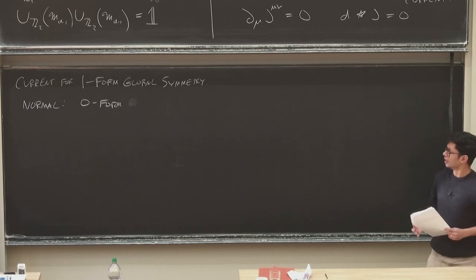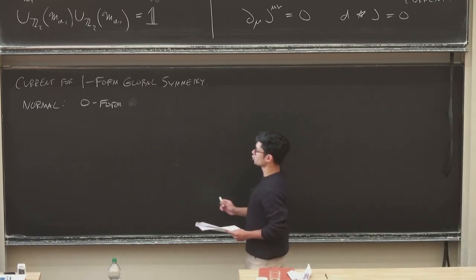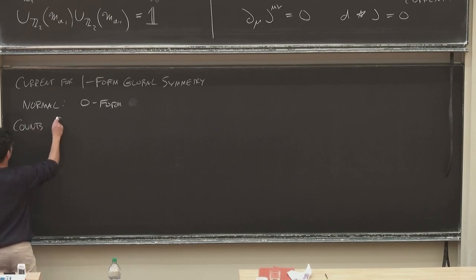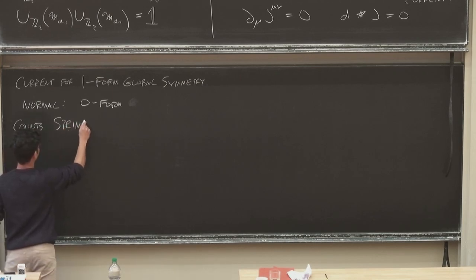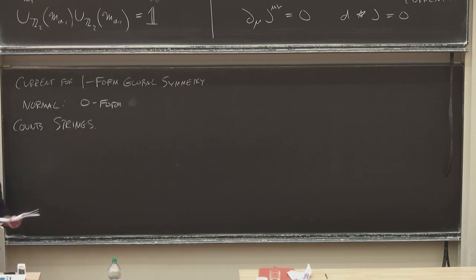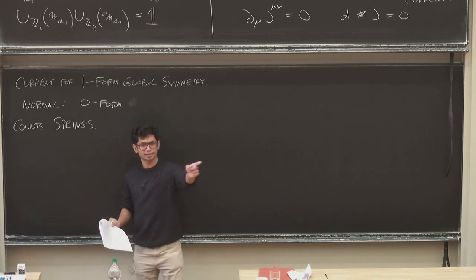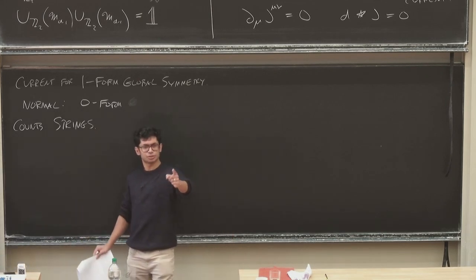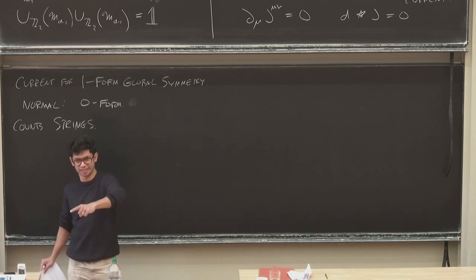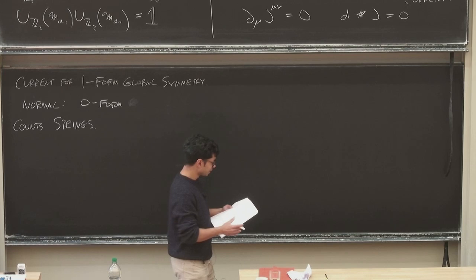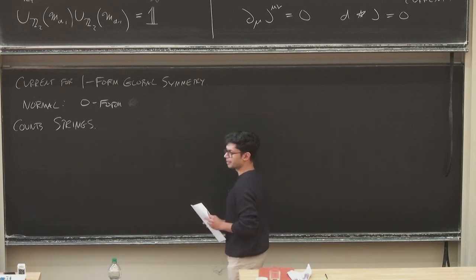Now, I claim this counts strings, just like a normal symmetry counts particles. Let's understand how this is. At some basic level, you see that extra index, the new index that I have there, sort of tells you which way the string points. That should seem plausible. So let's dig into this a little bit.